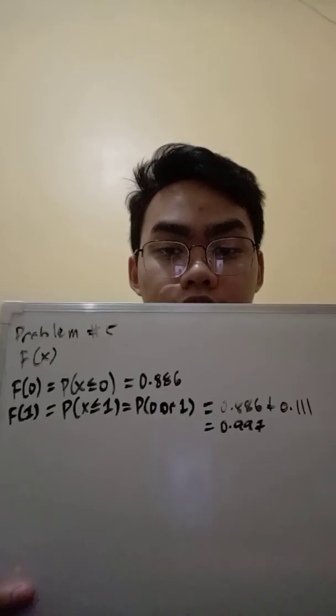And for f of 1, we have probability of x less than or equal 1. And this is equal to probability of 0 or 1. So we will add the probability of 0 and 1. So 0.886 plus 0.111. So f of 1 is now equal to 0.997. Okay? 0.997.